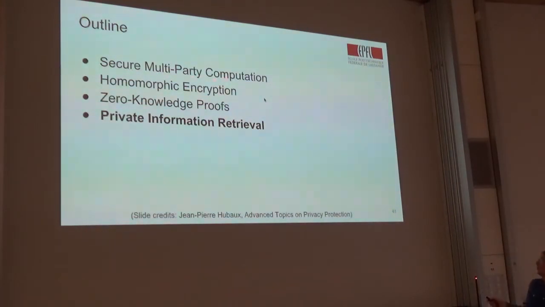So secure multi-party computation, you can do any function you want, but it's very complex. Homomorphic encryption, you can do a little bit less, but it's faster. Zero knowledge proofs, you can just prove that in fact you have this thing without revealing what you really have. And private information retrieval is in fact just getting data without the server knowing what kind of data you wanted.